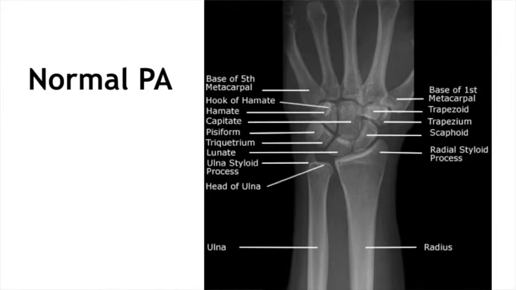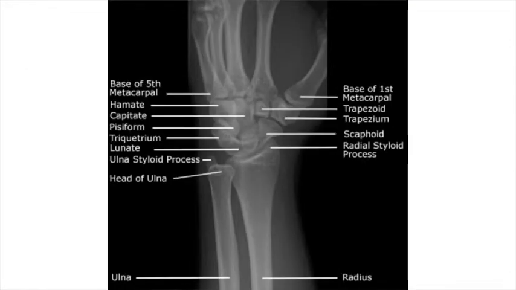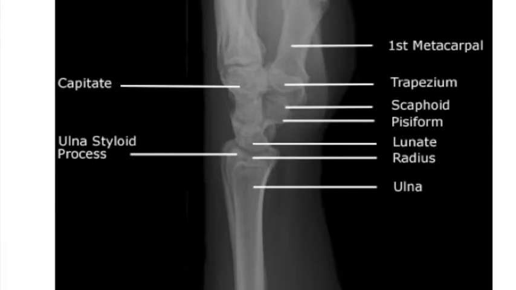This is a normal oblique view. Obviously, there's overlying bones in this view, so you're not going to be able to view all of them during the oblique view, but there are a lot of structures that become more prominent and or more concerning if abnormal on the oblique view. This is a normal lateral view. This is important for several reasons regarding alignment of the proximal carpal row as well as the distal carpal row.